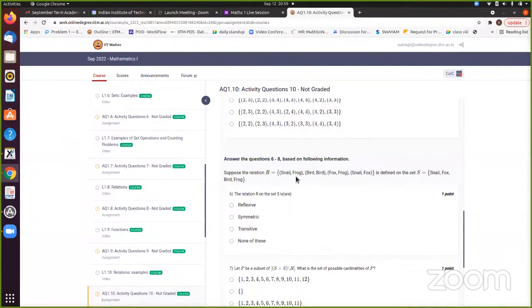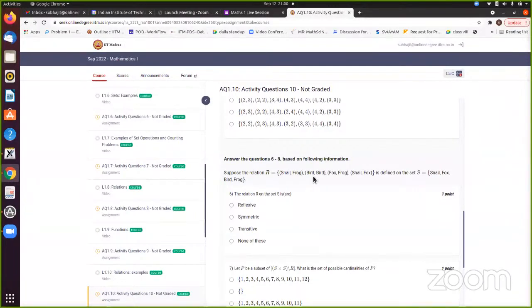Now you have to add some elements so that it becomes symmetric. Now snail frog is there, but frog snail is not there. So you have to add that, basically, right? Bird is there, and if you change the position, this is the same element. Correct?